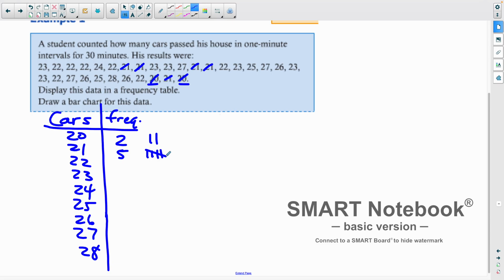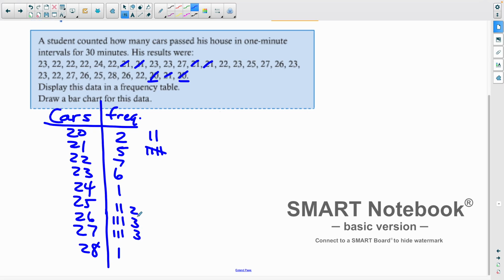And so I got 7 22s, I've got 6 23s, 1 24, 1 20, or 2 25s, 3 26s, 3 27s, and 1 28. Okay. Would this be discrete data or continuous data? Discrete. Can you count 26 and a half cars? No. Okay, you're counting cars, there's gaps in there. All right, so you can't count that.